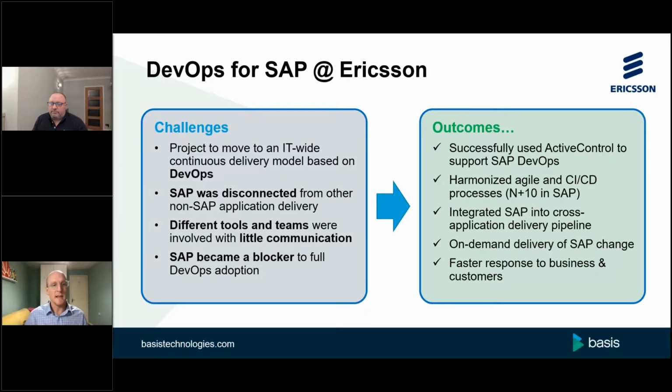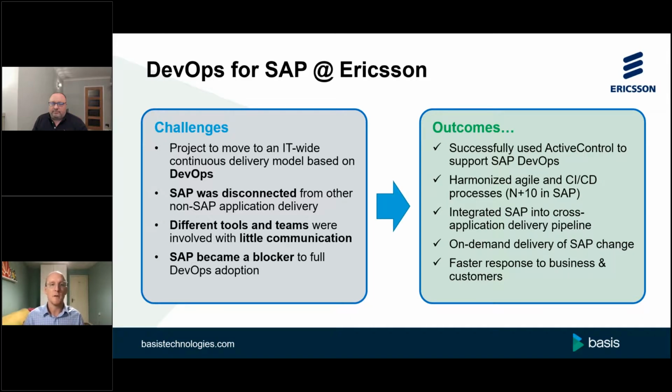So just to summarize that, what did Ericsson see as these outcomes? Well, clearly they've used Active Control to help them bring a more DevOps approach and a CI/CD approach into SAP and match up with what they're doing in their other applications. One of the things that Active Control has also helped them to do, which we haven't really talked about today, is to employ more parallel development so that we can have more agile development going on at the same time.